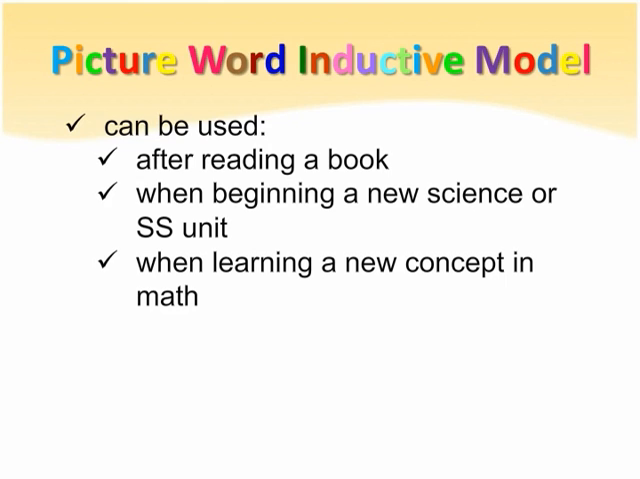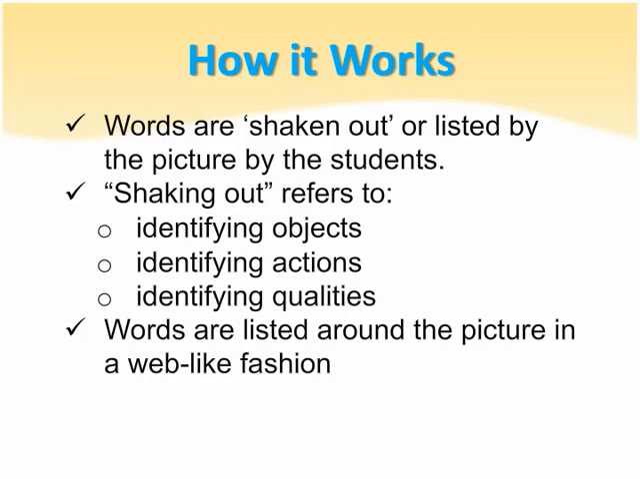It can be used after reading a book, when beginning a new science or social studies unit, or when learning a new concept in math. Here's how it works. The words are shaken out or listed around the picture by the students. Shaking out refers to identifying objects, actions, or qualities. The words are then listed around the picture in a web-like fashion.